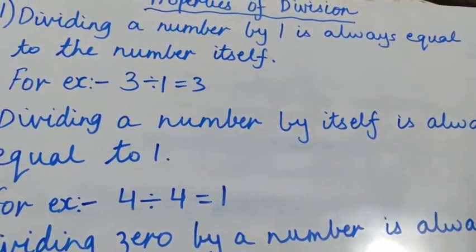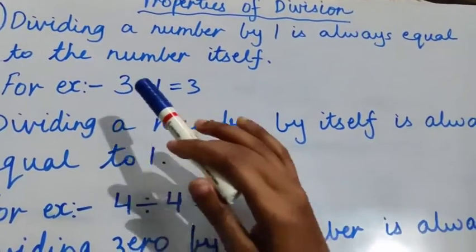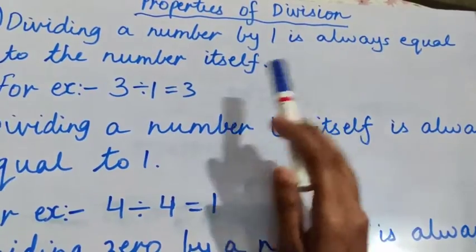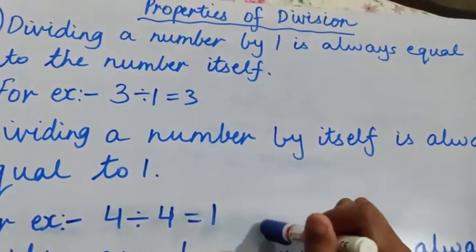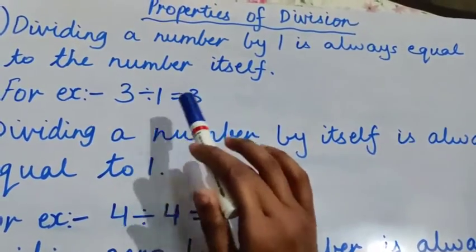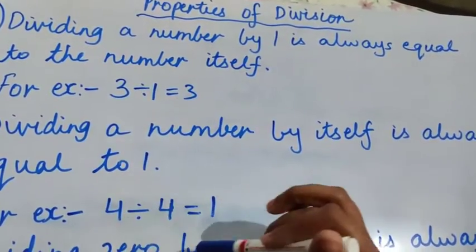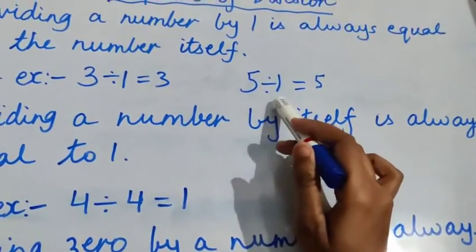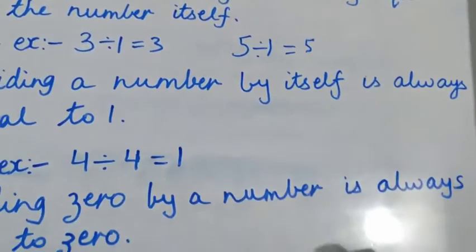Okay, so children, our first property is that whenever we divide a number by 1, we will always get the same number, है ना. जब कभी हम किसी भी नंबर को डिवाइड करते हैं 1 से, तो हमें वही नंबर मिलेगा. See, if I divide 5 by 1, what do I get? I will get 5.